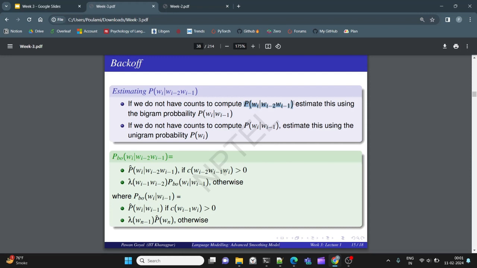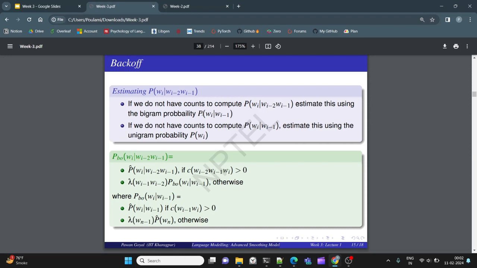If we take the MLE probability, what would be there in the numerator? It would be the count of Wi minus 2, Wi minus 1, Wi. How many occurrences of this trigram are there in the corpus? If this trigram is not there, it would have a count of 0, and as a result, the probability would also be 0. So if that is the case, we instead compute the bigram probability.